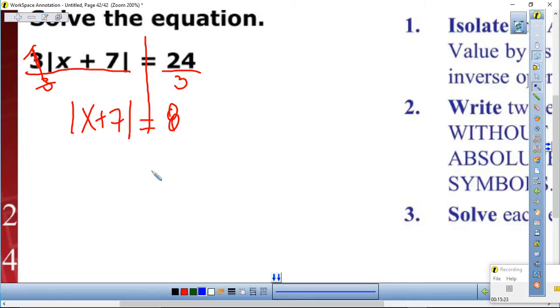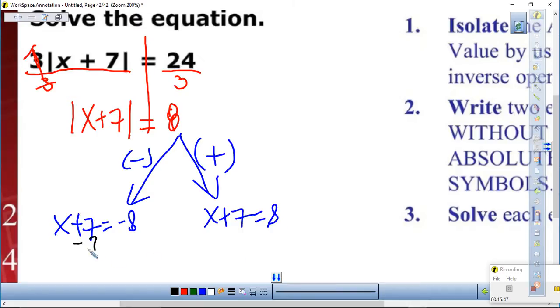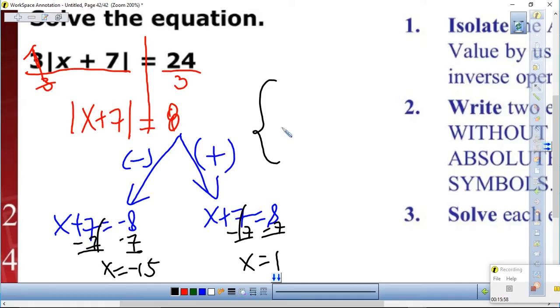Who's next? Anyone? No? Okay. Solution set, negative 15, comma, 1. Hands if you got that. Okay? We're good, yes? All right.